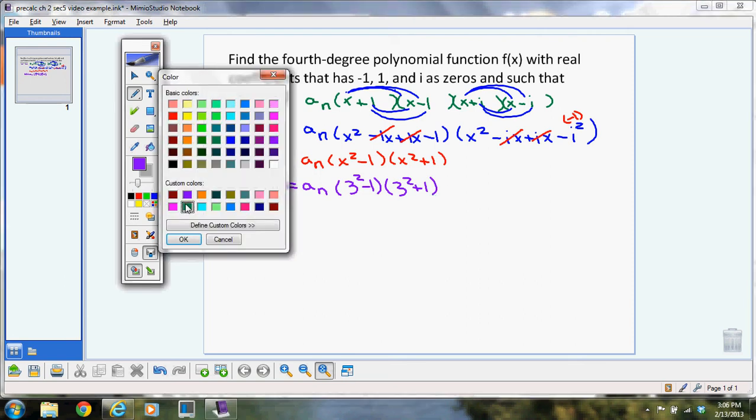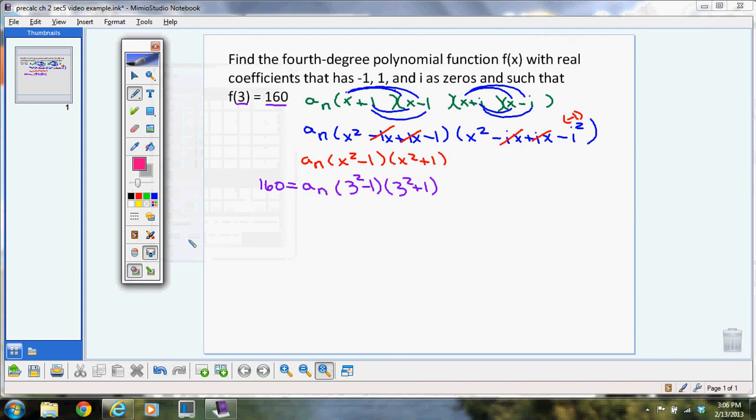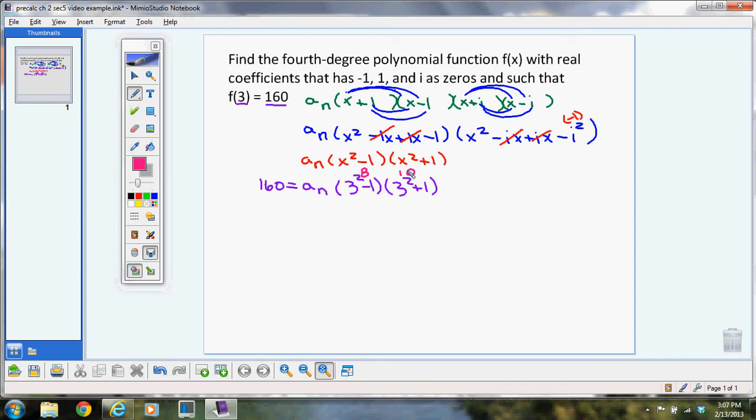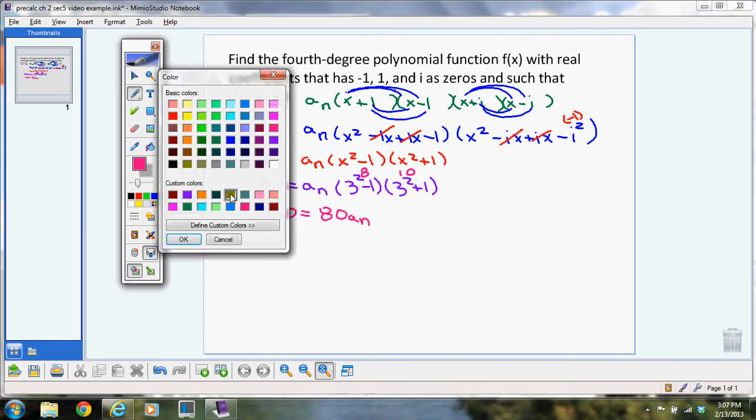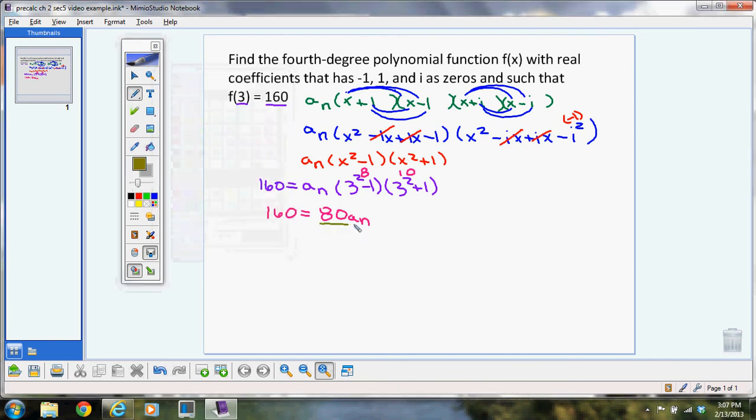So when I multiply that out, 9 minus 1 gives me 8, and 9 plus 1 gives me 10. So that would be 80. So I get 160 equals 80 a sub n. Now I need to solve for a sub n, so I'm going to divide both sides by 80. And I get a sub n equals 2.